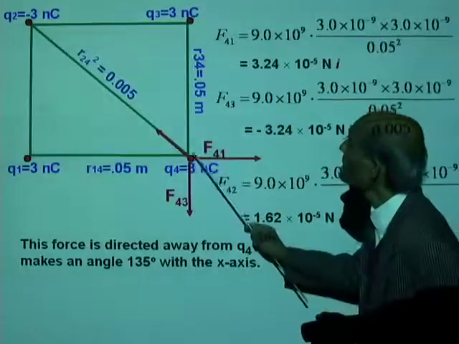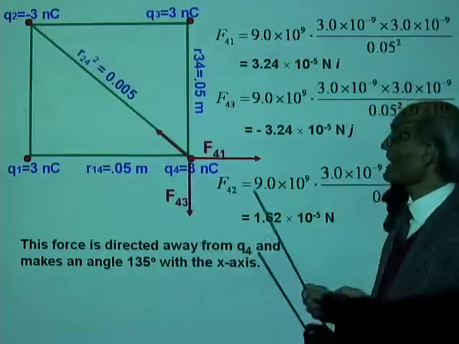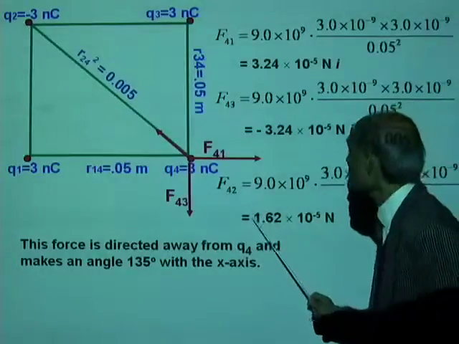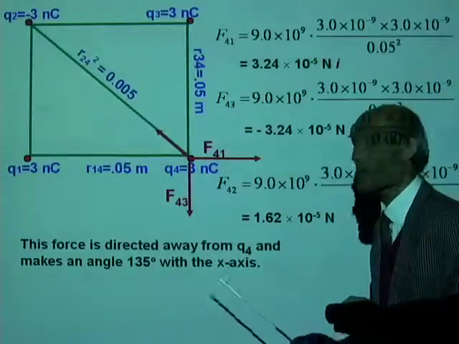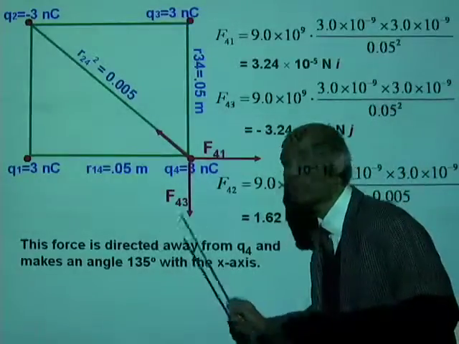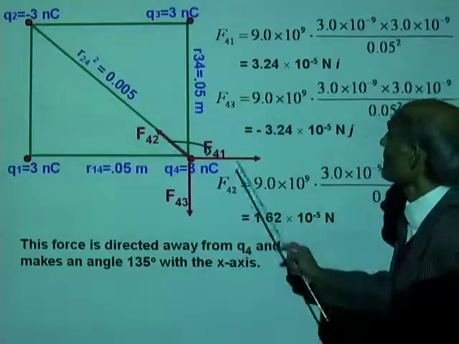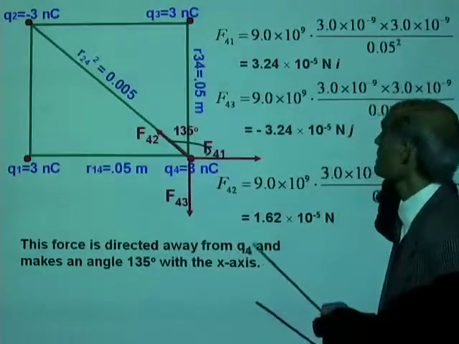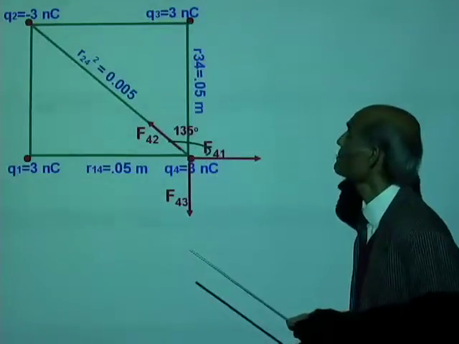Okay, now we need to write this in the component form. Can you help me write that in the component form? This is the magnitude, 1.62 times 10 to the negative 5, and 135 degrees is the angle. Let's do that. The angle is 135 degrees. Alright, let's write that in the component form.